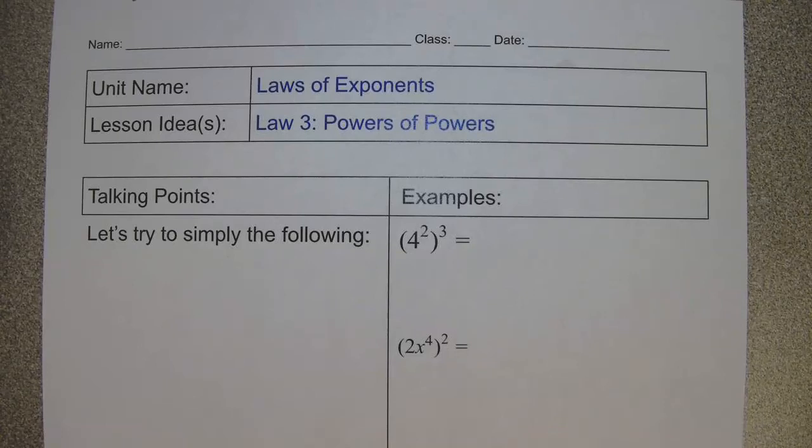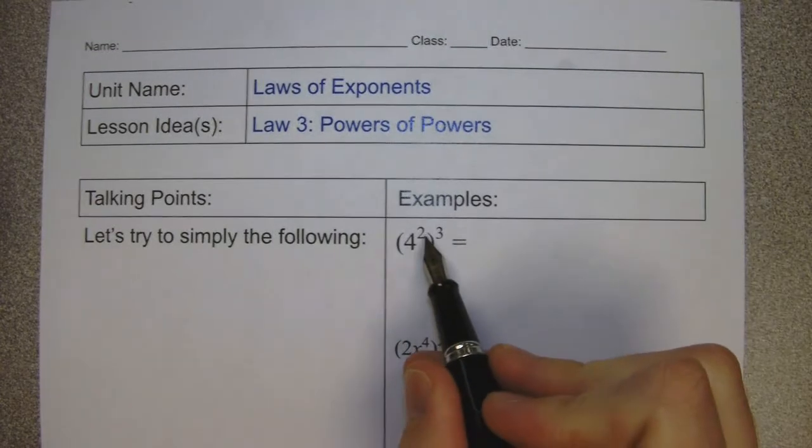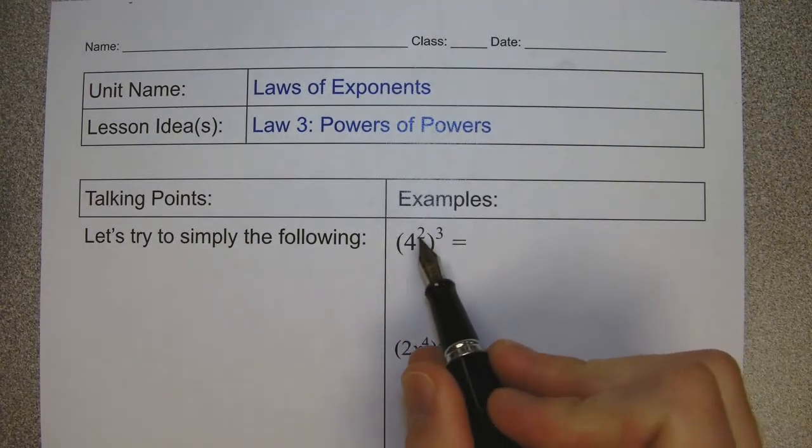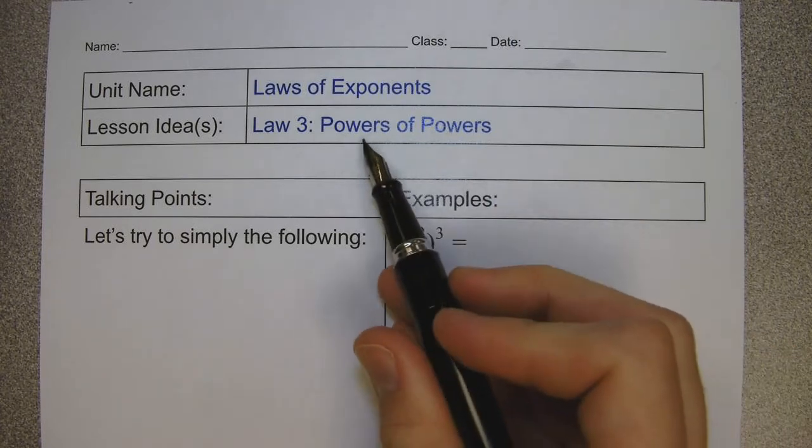All right, folks, this is going to be our last lesson in the laws of exponents. We've looked at the first two laws dealing with multiplication and division issues. We've also talked a little bit about what happens if we have a negative exponent or an exponent that's a zero. Today, we're going to wrap it up with the idea of powers of powers. So, for example, here I've got 4 to the second power, and then that is taken to a third power. So that's what we mean by powers of powers.